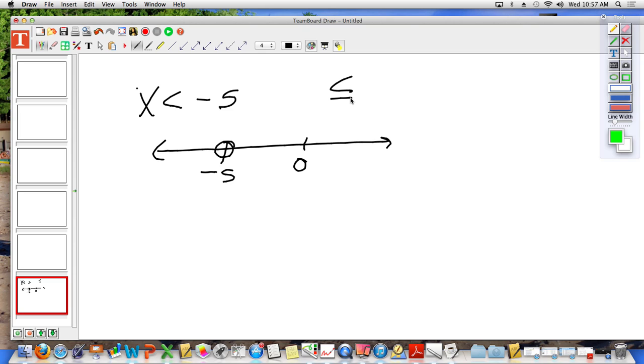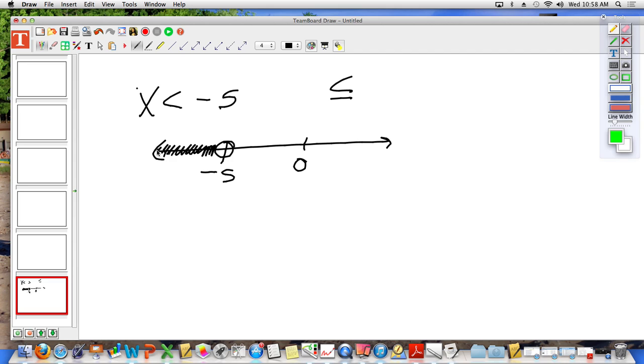Because we are talking about the x's that are less than -5, that means that we are going to shade everything to the left of -5. Everything to the left of -5 represents all the x's that are less in value than -5. In this case, we're talking about all the x values that are more negative than -5.